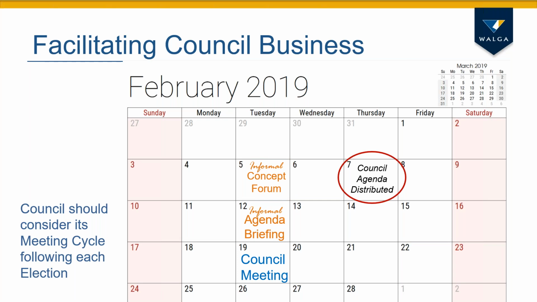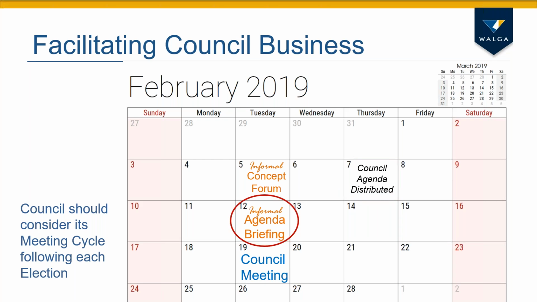Agenda distribution. Note here that the Council agenda is distributed to elected members and made publicly available at least a week before the Council meeting, enabling time for elected members to read the reports and identify any questions or information requests they may have, plus providing opportunity for the community to also read the agenda and forward questions to elected members or the administration.